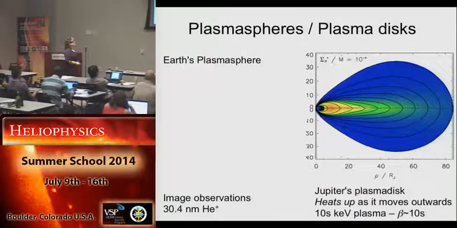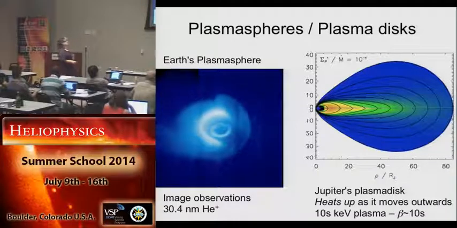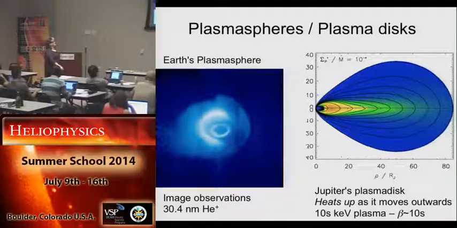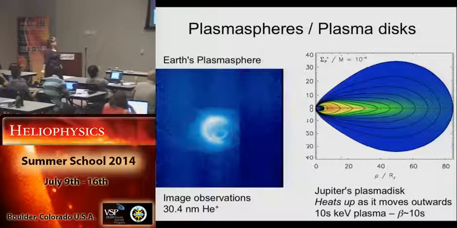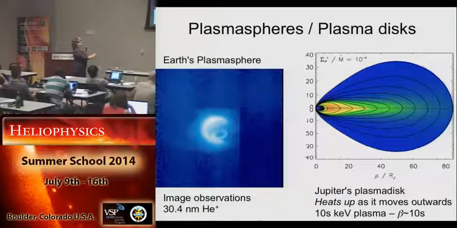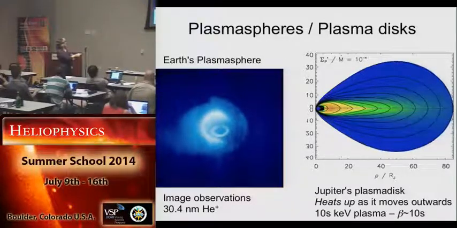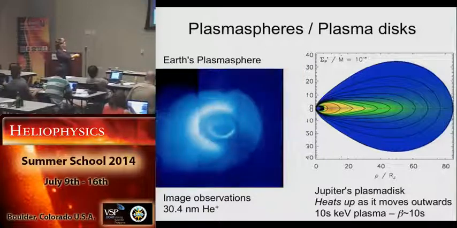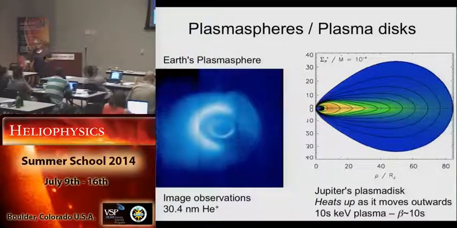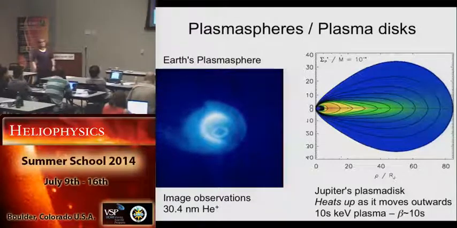Okay, so let's think a bit about plasmaspheres. These are the sphere of plasma that's generated inside, dominated by rotation. And for the Earth, we have a plasmasphere that's quite closely confined to the planet. It's viewed here in a helium emission, but you can see there's this region around the planet that is dominated by internal sources, and the material is rotating with the slowly rotating Earth.